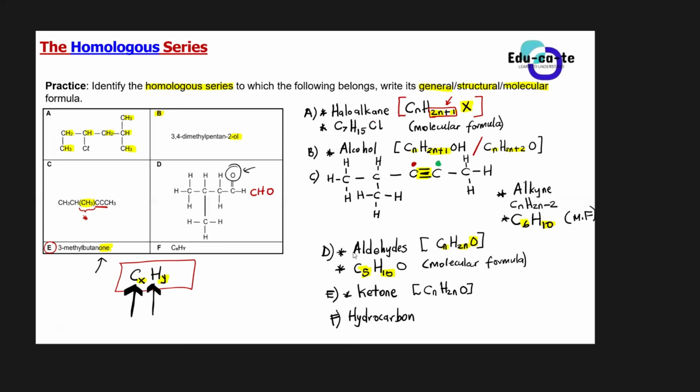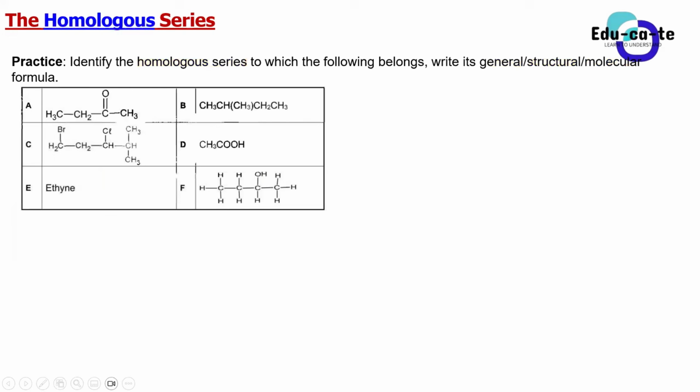All right, so let's go to this exercise. This will be the last exercise before we can start naming. Oh, I think there's still another one. All right, but I want you guys to be able to identify here. Identify the homologous series to which compound A belongs. Can you guys see the homologous series to which compound A belongs?